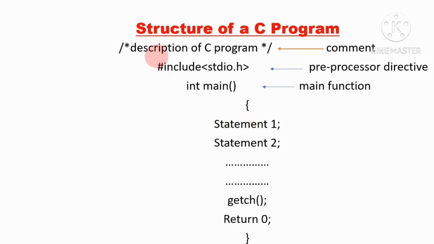So you have to remember that the first line is the comment line, then this line is mandatory for all C programming, that is the preprocessor directive, then this main function. After that, within this curly bracket you have to write your code.